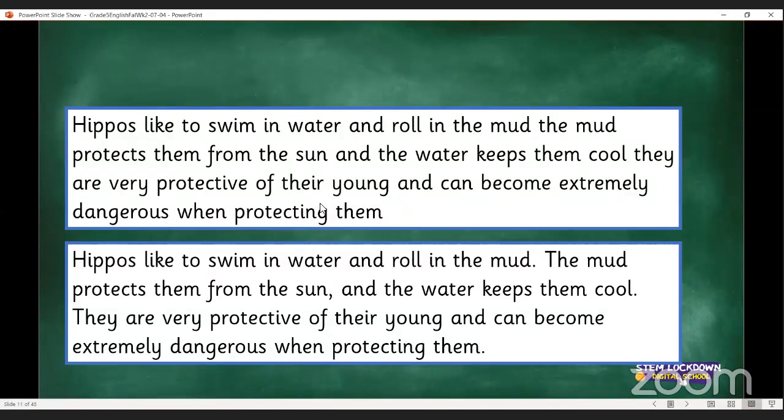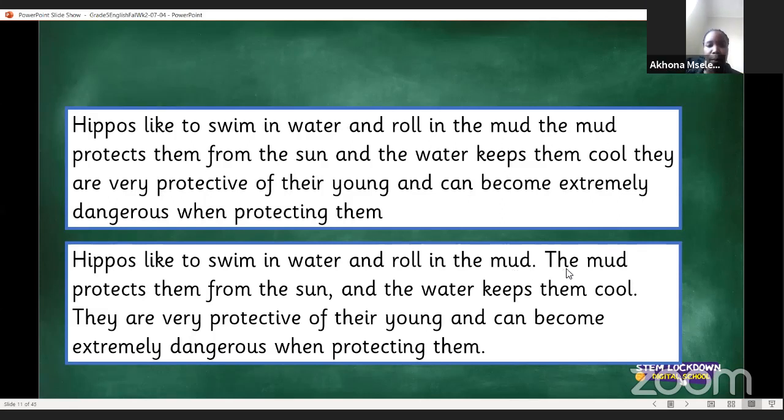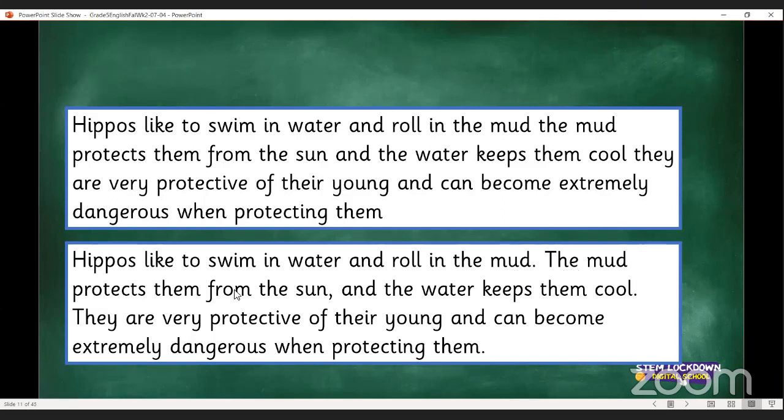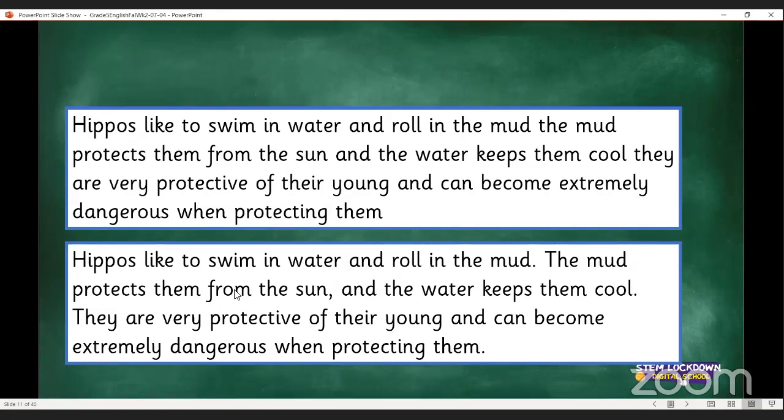I will read slowly. Hippos like to swim in the water and roll in the mud. Very good. Don't give up. The mud protects them from the sun, and the water keeps them cool. Good job. They are very protective of their young and can become extremely dangerous when protecting them. You guys are awesome. Can you tell me what word needs a comma in front of it?